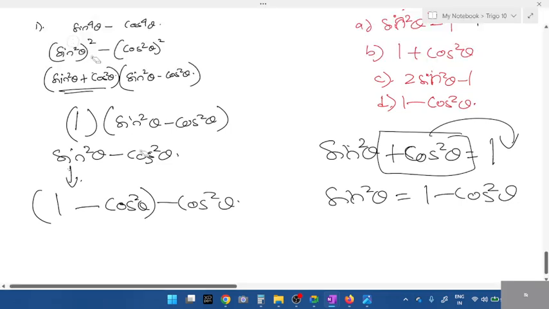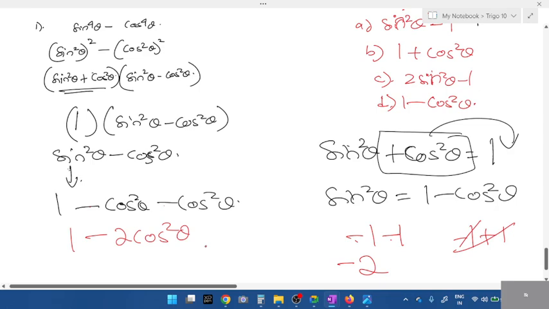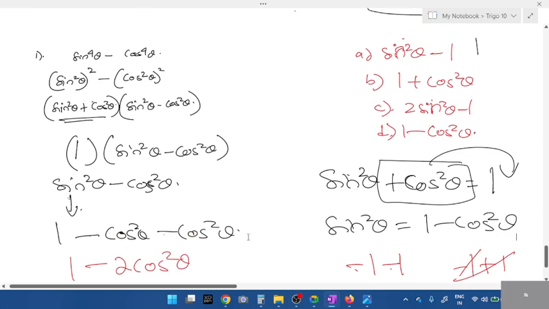Right? Look here. Now, what are the like terms here, students? Tell me the like terms. Cos square theta and cos square theta are like terms. What is 1 minus 1? Minus into minus is plus. 1 plus 1 is 2. Minus 2. So even here what do you get? Minus 2 cos square theta. Do we have any such option? Respond, students. All of you respond. Is anything correct here? No, right?